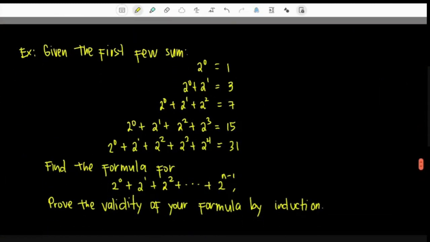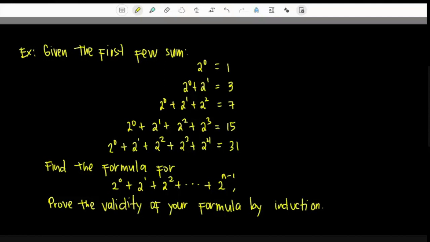Let's have some example. Given the first few sums, 2 to the 0 is 1, 2 to the 0 plus 2 to the 1 is 3, 2 to the 0 plus 2 to the 1 plus 2 to the 2 is 7. So that means we're just adding up the next 2 to the n, right? We start with 2 to the 0, you add 2 to the 1, and then for the third number, you add 2 squared. For the next, you have 2 cubed, and so on. So up to 2 cubed the sum is 15. Plus 2 to the 4, which is 16, 15 plus 16 is 31.